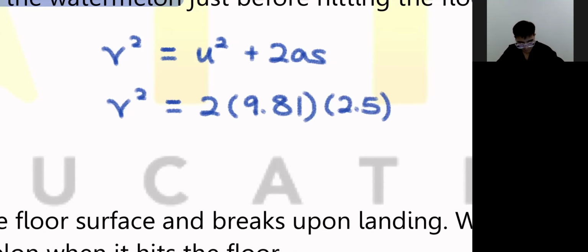So then after multiplying, you should be getting your V square. The value of the V square should be equal to 49.05. Sorry, not meter, so just the value lah. So what's the unit of this value? Don't know, because this is not your final answer yet.